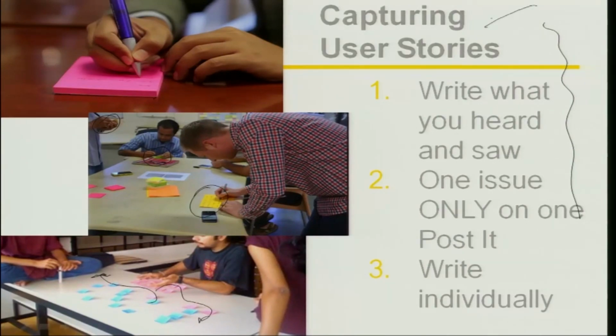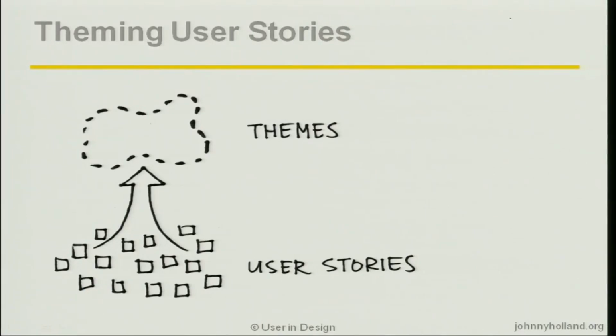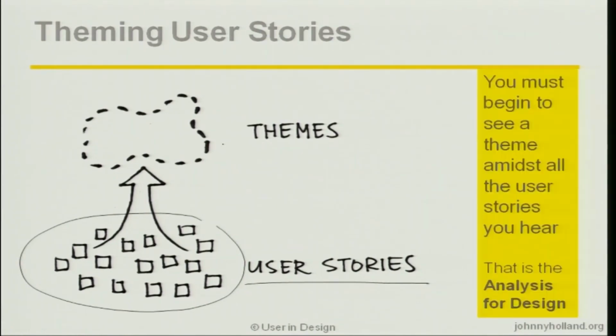So now you're capturing all the stories that your users told you. You're capturing the user stories. And then you're going to be forming themes. These are your user stories, okay? And from these will emerge certain themes. And this will naturally happen. You must begin to see a theme amidst all the user stories you hear. That is the analysis for design, okay?